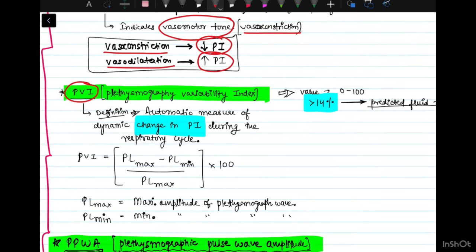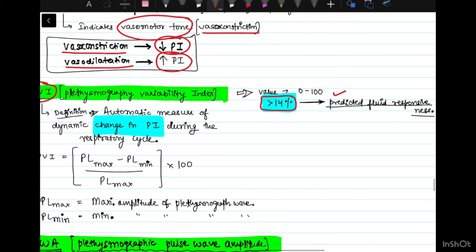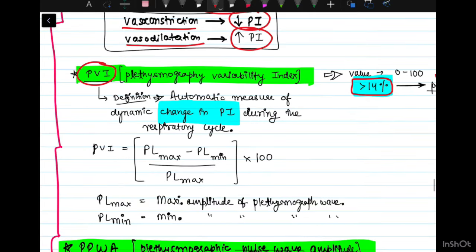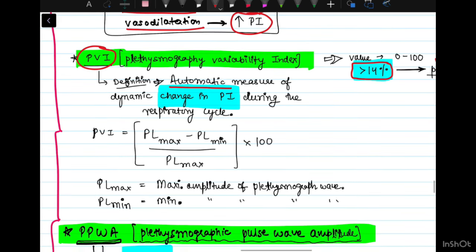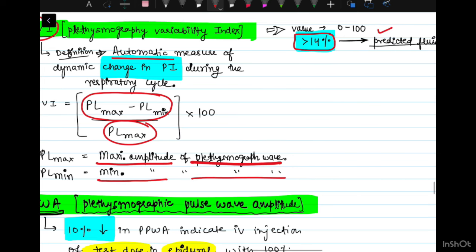The second thing is the plethysmography variability index, PVI. If it is more than 14%, that means there is predicted fluid responsiveness. And in the latest pulse oximeters, there is automatic measurement of this change in PI. How is it calculated? It is calculated by dividing the difference of PI max minus PI minimum by PI max, into 100. PI max is the maximum amplitude of the plethysmographic waveform. PI minimum is the minimum amplitude of the plethysmographic waveform.